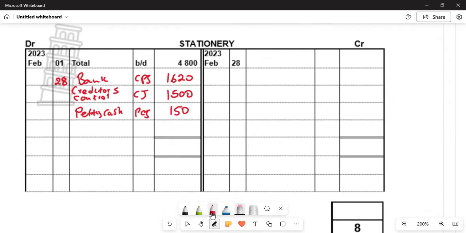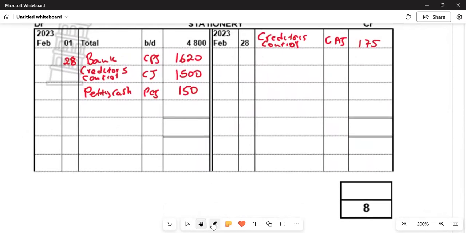We can write it in here. Creditors control, which is from creditors allowance journal, CAJ. The goods that we returned cost 175. So now we are to balance it.